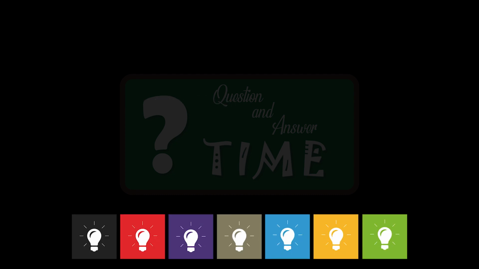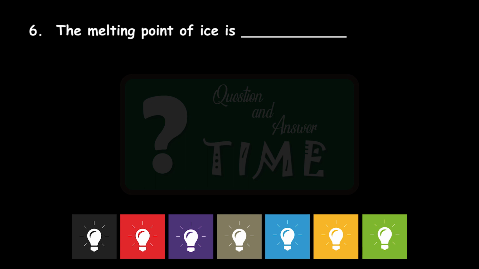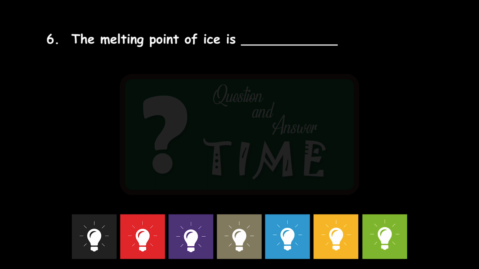Well, tell me, the melting point of ice is, your options are A. 0 degrees centigrade, B. 100 degrees centigrade, C. 4 degrees centigrade, and D. -4 degrees centigrade. What should be the answer? Well, the answer is option number A.